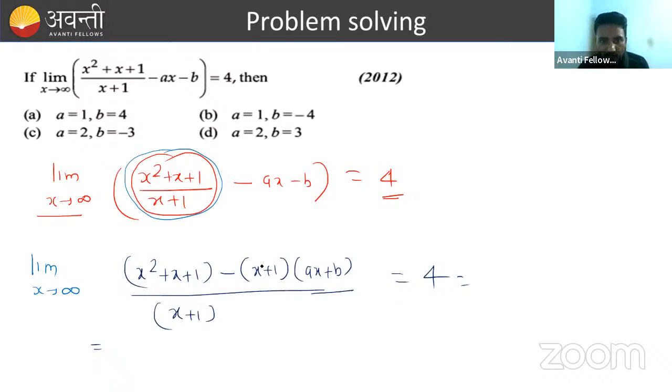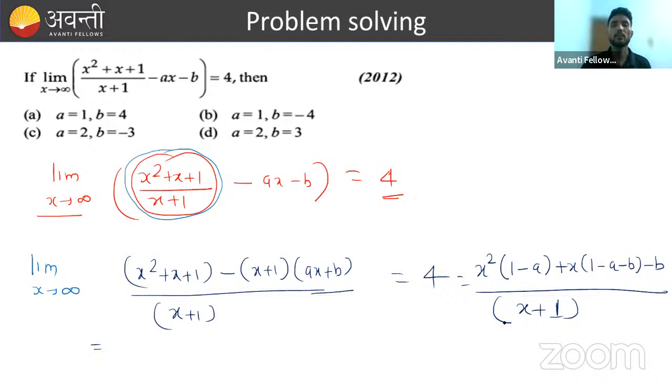x square, and this is minus ax square, so you will simplify; I am directly writing 1 minus a. And this is x, so the coefficient is 1. Here you will get plus x times (1 minus a minus b), and then minus b. After solving everything, you will get it like this, divided by x plus 1. So after solving this, what have you got? This one. Still there is a problem.